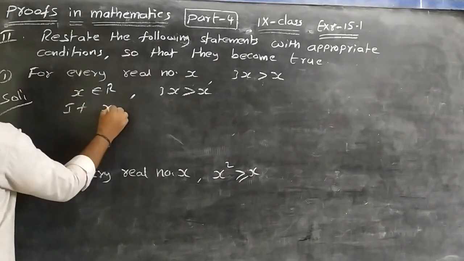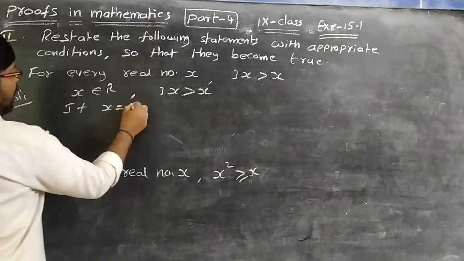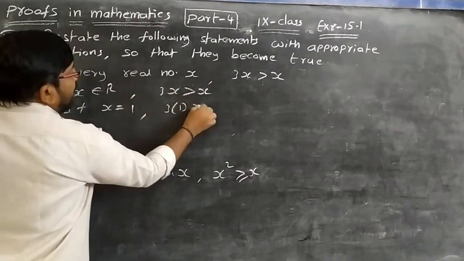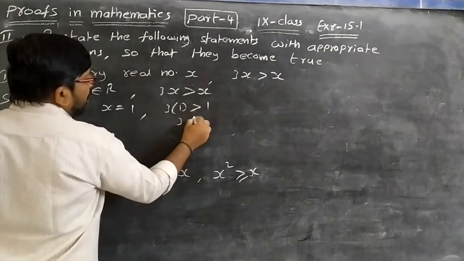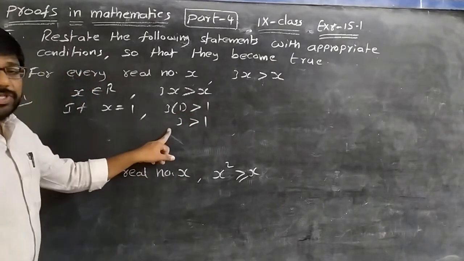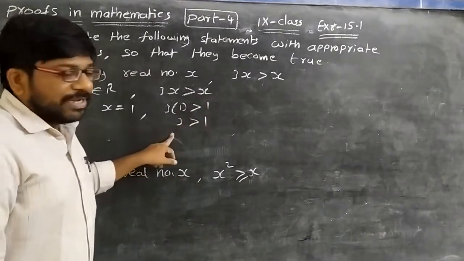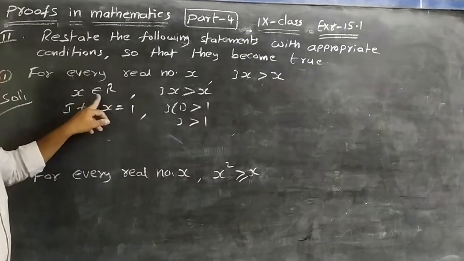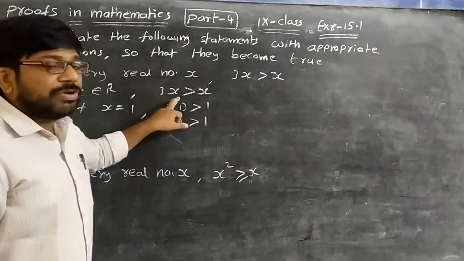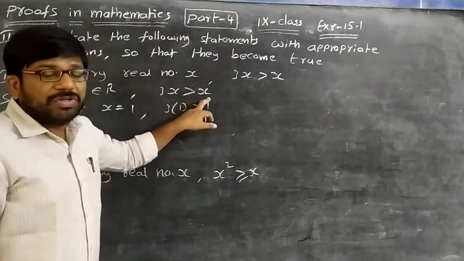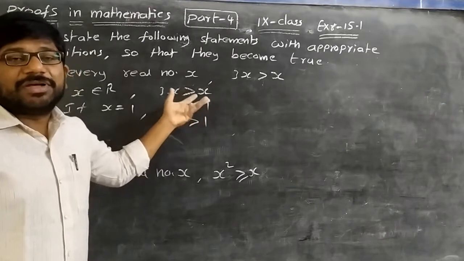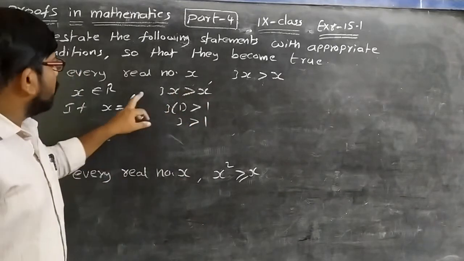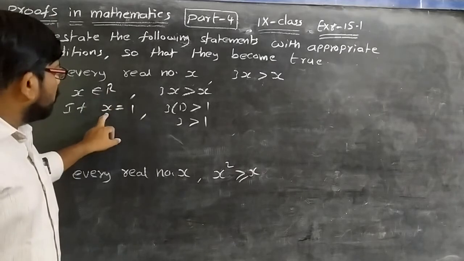If x equal to 1, then 3 into 1 is greater than 1. 3 ones are 3, greater than 1. So 3 is always greater than 1. Yes, it is true. If x equal to 0, 3 times 0 is 0, and 0 greater than 0 is not correct. 0 is equal to 0, right? So don't take 0. So start from 1.